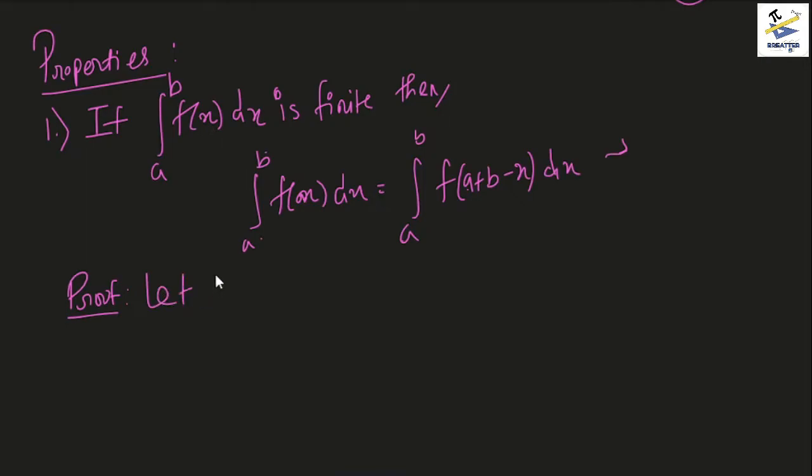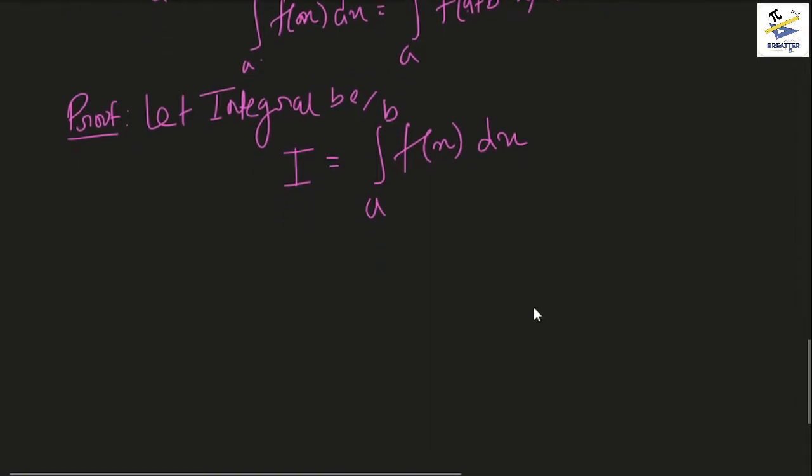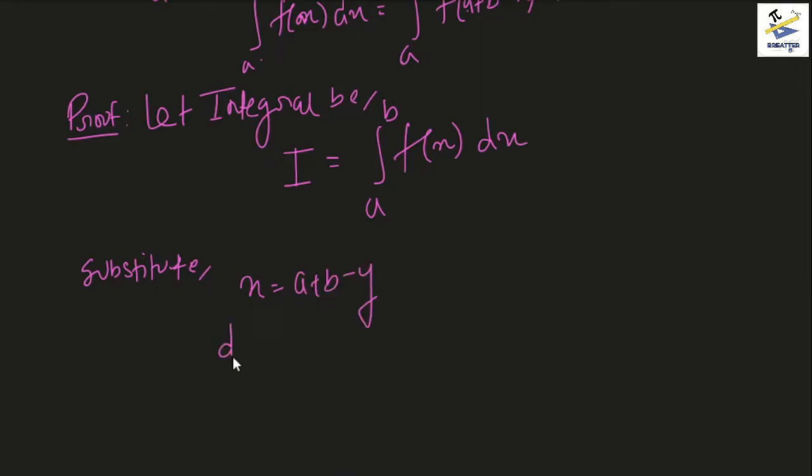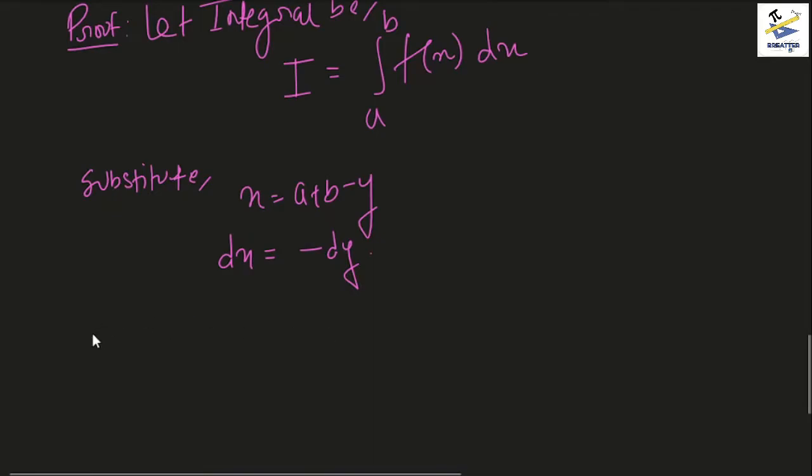Let us denote the integral, that integral be the integral from a to b of f of x dx. Now what we can do is we can make a substitution. Substitute x equals a plus b minus y. In this substitution, what we get is dx equals minus dy, right? And the limits would be something like this.